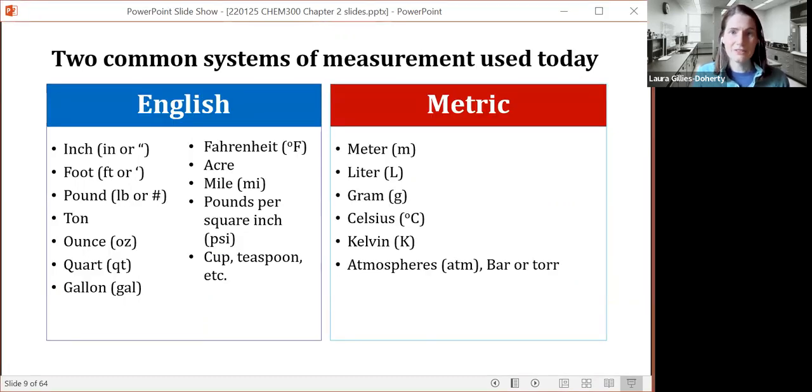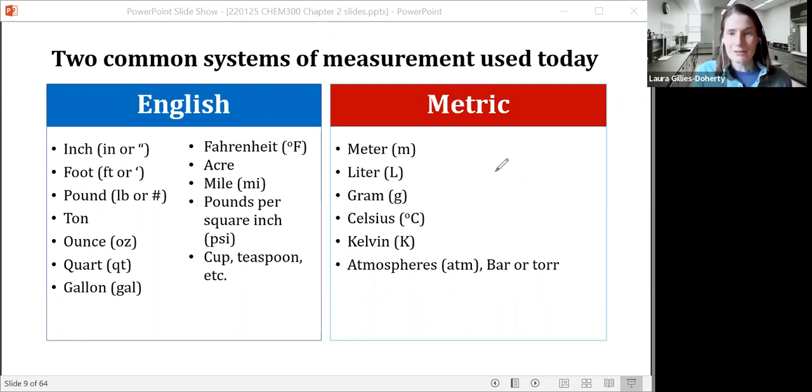There are two common measurement systems that are used today: the English or imperial system and the metric system. You might be most familiar with the English system. It's what we use mostly here in the United States. We have inches, feet, miles and acres for length and distance, pounds and tons and ounces for weight, quarts and gallons and cups and teaspoons for volume, and typically Fahrenheit for temperature.